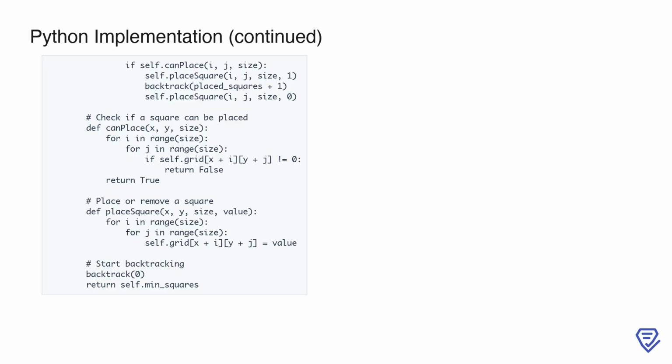After placing the square, we recursively call the backtracking function with an incremented count of placed squares. Once we've explored all possibilities for this configuration, we remove the square by calling placeSquare again, but this time with a value of 0 to reset the grid cells. The canPlace function ensures that only valid placements are allowed, while placeSquare handles both adding and removing squares by toggling the grid cells between 1 and 0. Finally, we kick off the backtracking process by calling it with an initial count of 0 placed squares. Once the recursion completes, we return the minimum number of squares found, which is stored in min_squares.